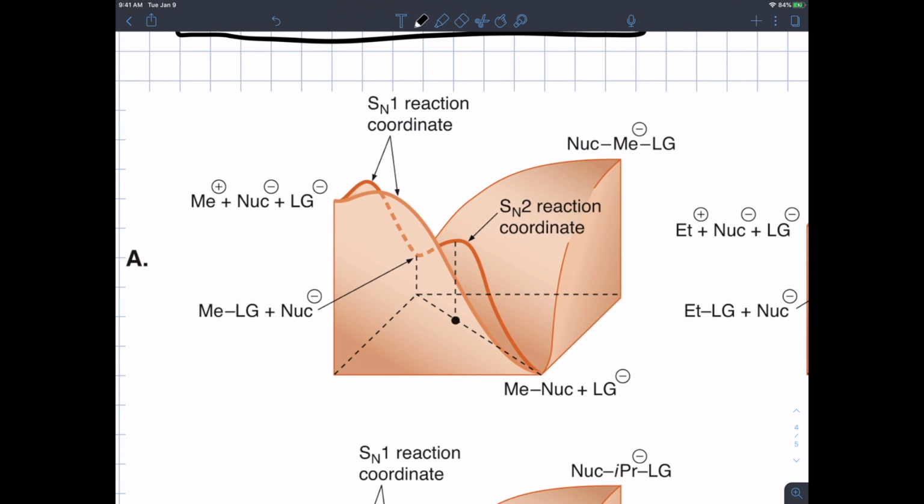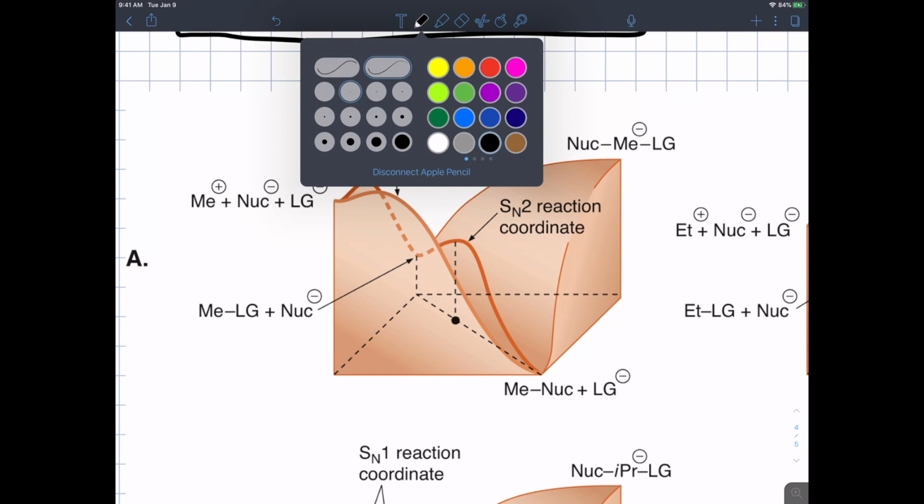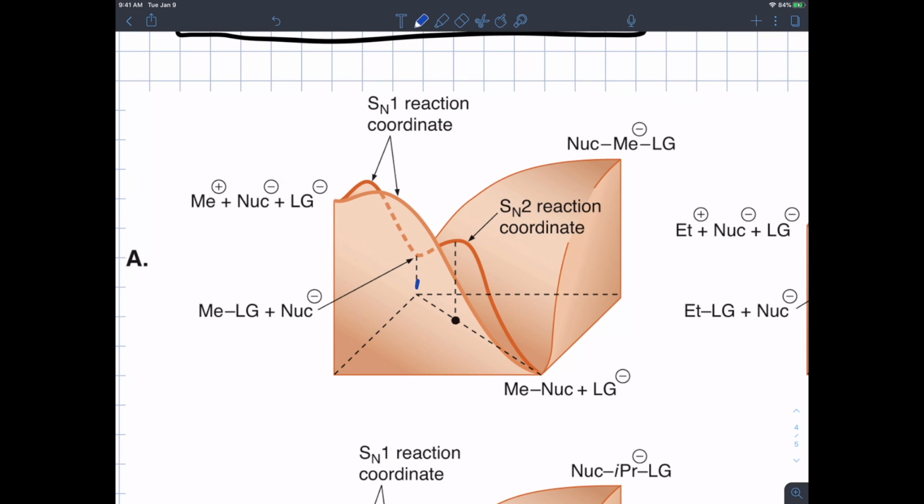Okay, this is a potential energy surface. The y-axis just represents energy, potential energy. All right. The axis that's coming out at us, I guess maybe we can call it... Dang, some of you are going to get mad at me. Okay, fine. We'll call that Z. We'll call this X. We'll call this Y.